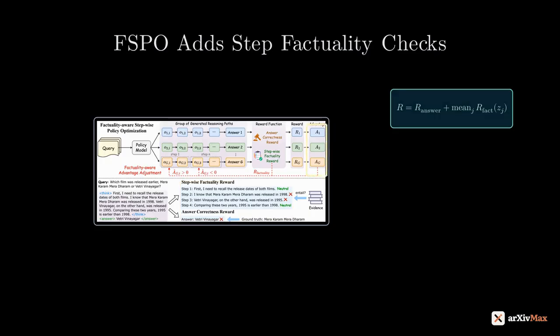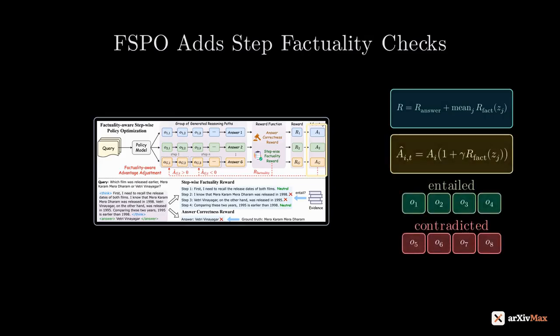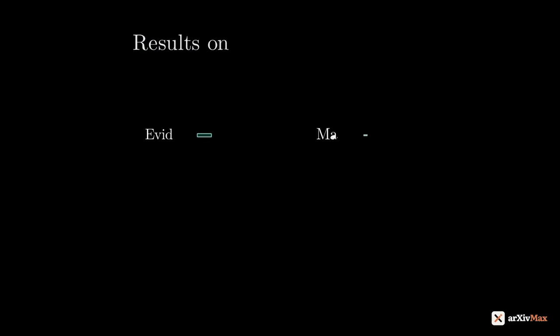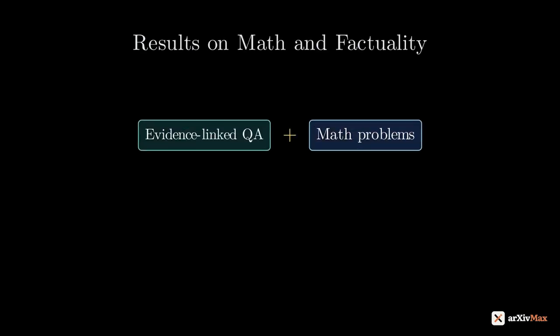The key innovation is advantage adjustment. Instead of giving every token in a response the same group normalized advantage, FSPO adjusts each token's advantage by multiplying with a factor based on its sentence factuality. Tokens in entailed sentences get their advantage boosted, tokens in contradicted sentences get it reduced. This way, the model is rewarded more for factually consistent steps and penalized for contradictory steps, even if the final answer is correct. The authors train FSPO on a mixture of multi-hop QA with evidence and math problems.